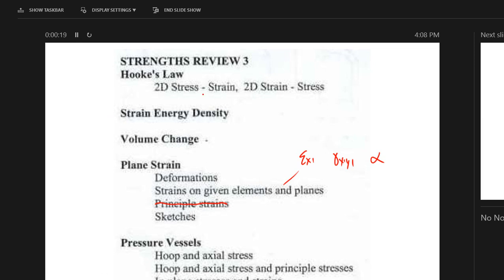So we're going to do Hooke's Law, which just converts from 2D stress to strain and from strain back to stress. We skipped these. We're getting a little behind, so I decided to take those out. So they're gone, okay? Don't need to be worrying about those.